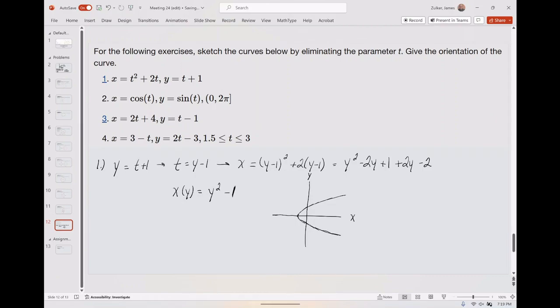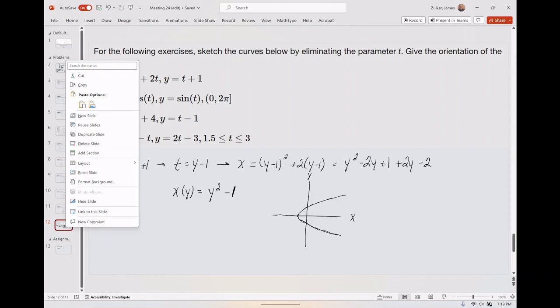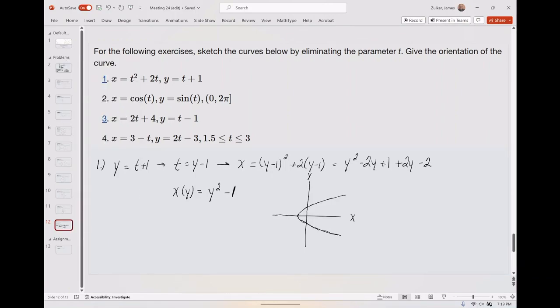I don't know, something like that. That's probably what it would look like. You could always check it. I'm too lazy.